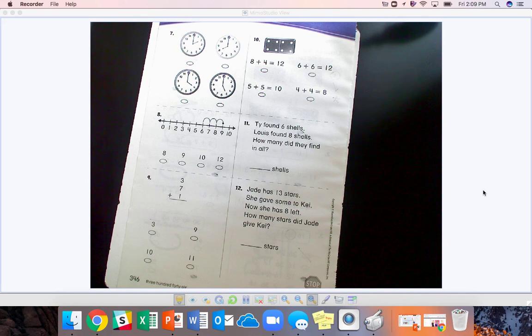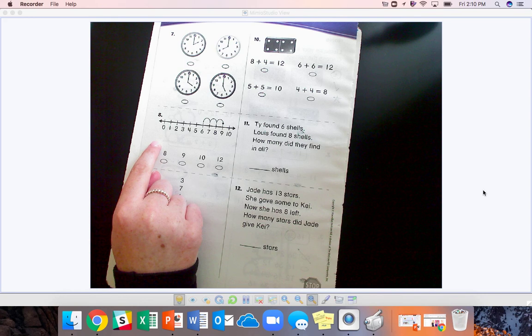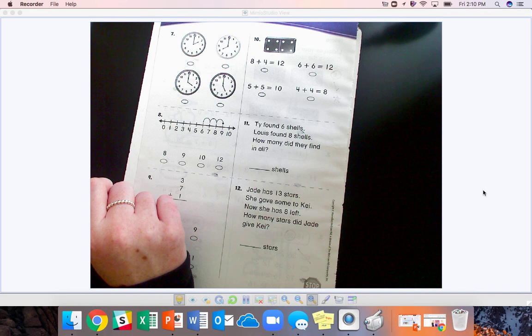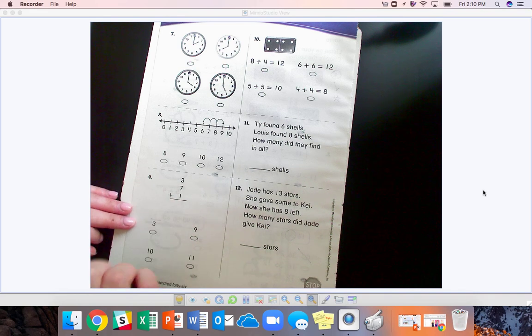This is a mixture of review of past chapters and some things from this chapter. Find the clock that shows 5 o'clock. Number 8. What is the answer that this timeline, this number line shows?